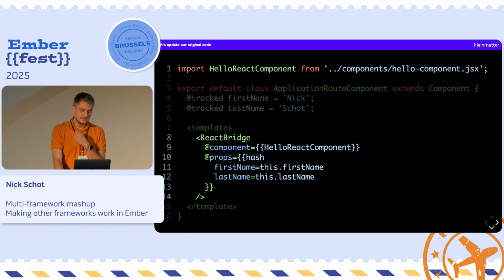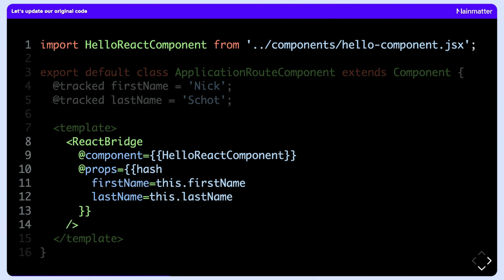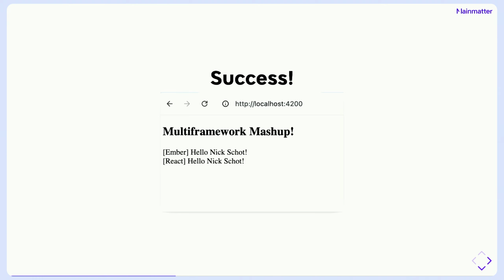So let's update our original code. Instead of just importing the component and trying to render it directly in the template, we'll pass it to our newly created React Bridge component. We have a component argument and a props argument. So we pass in the imported component and the tracked properties. So then if we look at the result, success, we can finally see some output from our React component.